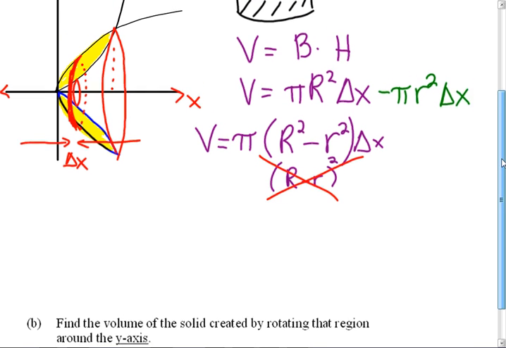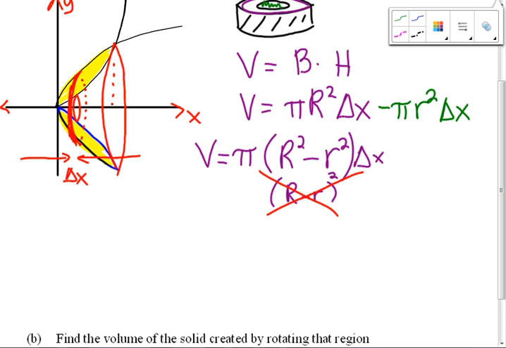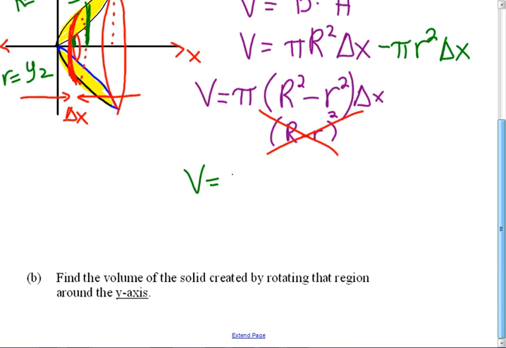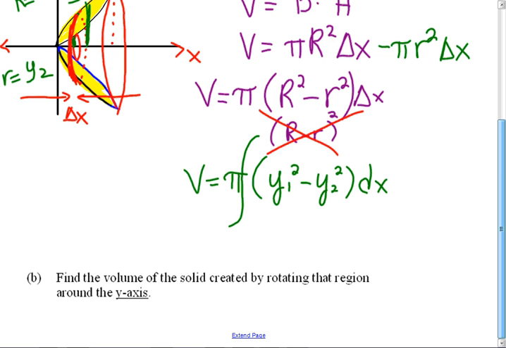So now I have to figure out the radii. Now, what's the big radius? The big radius goes up to the top curve. You see that? So capital R is equal to this y value, y1. Little r is the little inside one. So little r is equal to, I'll call that y2. Okay? So it's pi, and it's big, it's y1 squared. I'll figure out which one is which. Minus y2 squared, and it's delta x, and I'm going to integrate on which variable? X's or y's? X's. Okay, so I have some work to do.